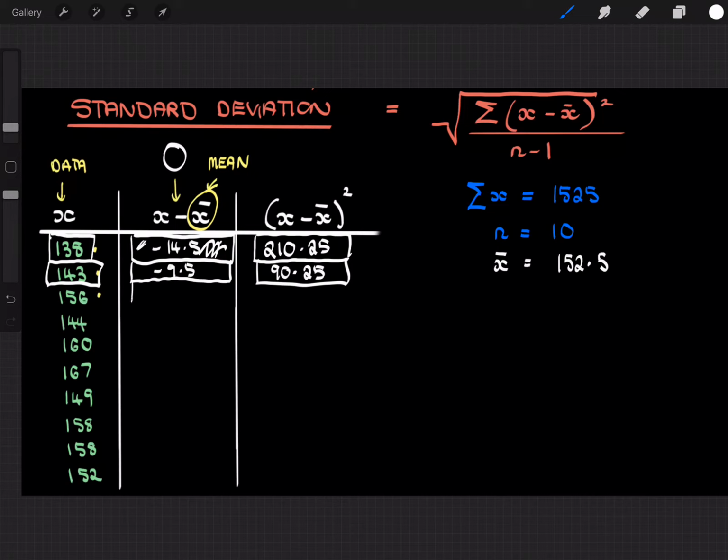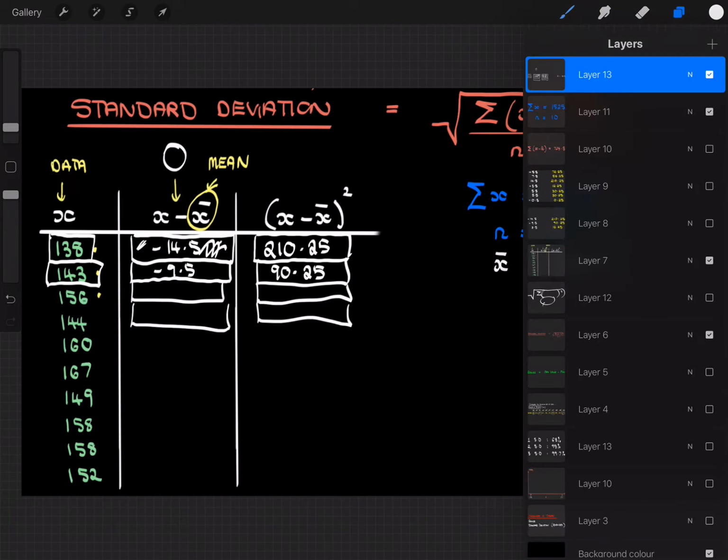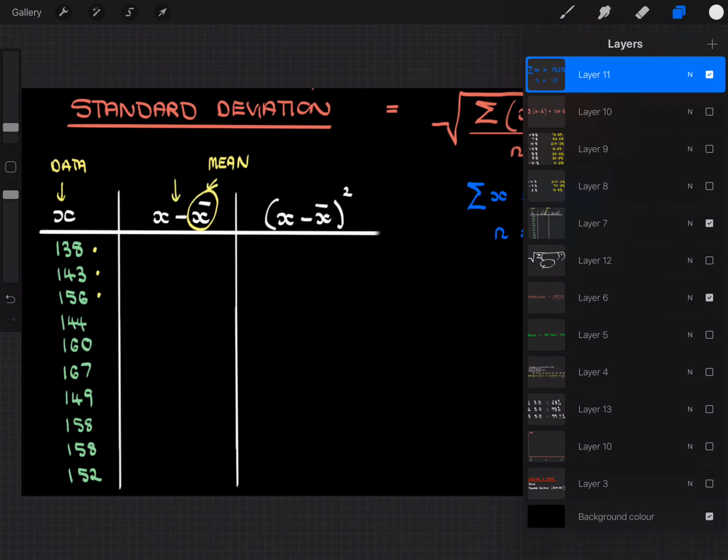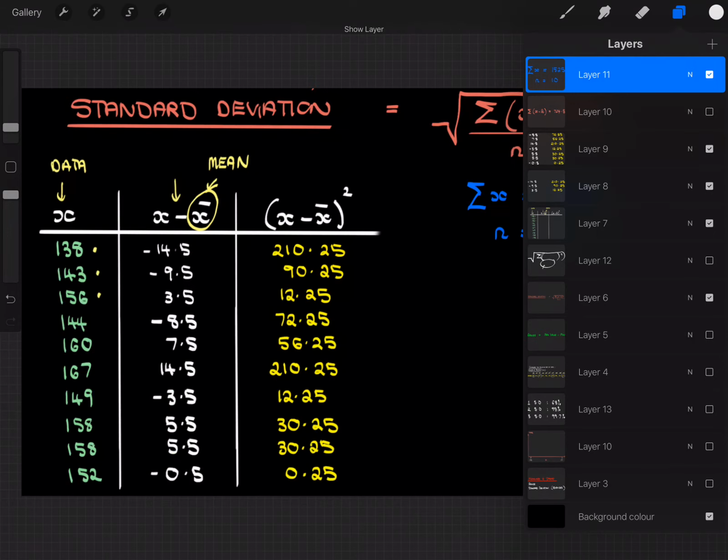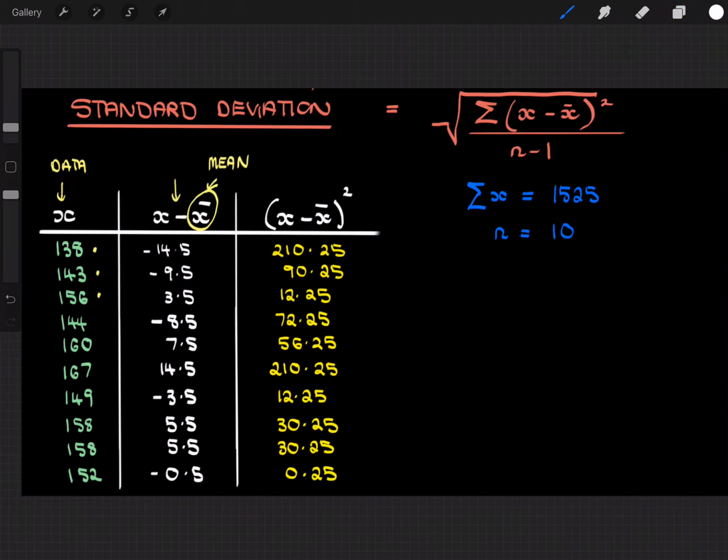So we continue that all the way down the list. Pretty boring, but it's pretty easy as well. All you need to do is continue down the list. Now I've already done all that, so I'll hide all that, and there's all of our data. I've worked out the x minus x dash for each particular data point, and then I've squared each of those values. So I've now filled in that column.